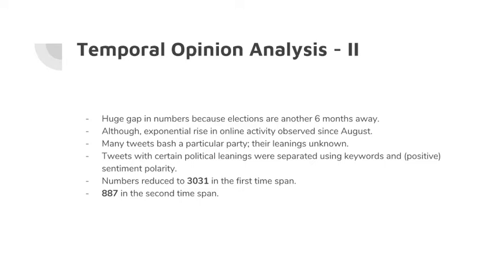So after we found those election-related tweets, we had a curated set of keywords which showed the leaning to a particular party. For example, for BJP, they had certain keywords like Amit Shah, Modi, and things like that. From there, we were able to identify the leanings, and then we did a sentiment analysis on this. Using the sentiment polarity, if the sentiment is positive towards BJP, then we considered that as a tweet that supports BJP.